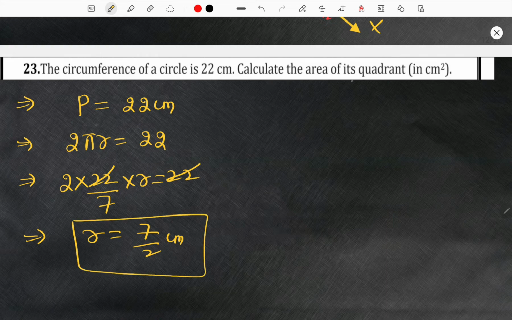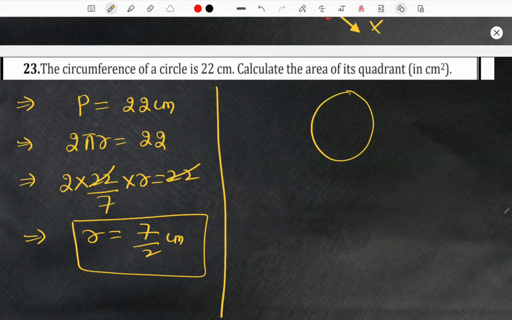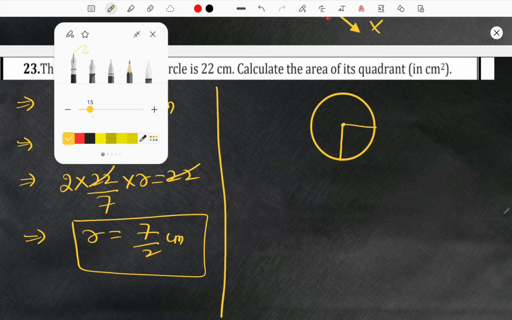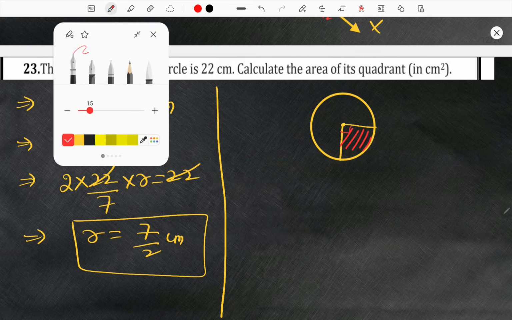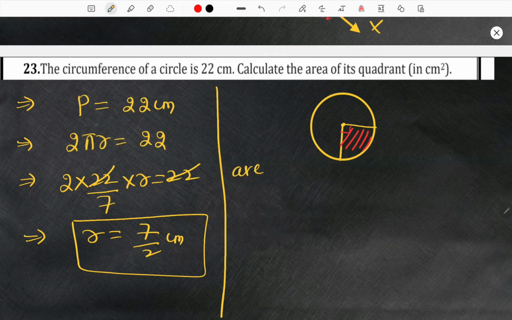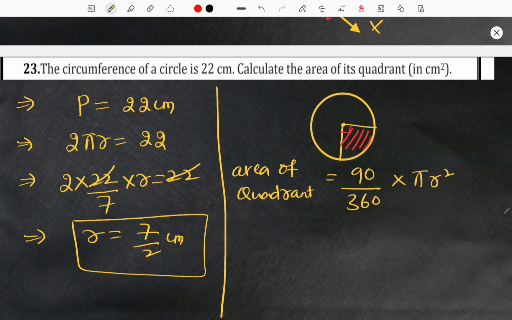Alright, now they are asking us to calculate the area of the quadrant. So you know the formula for area of quadrant, right? So how does the quadrant look like? In the circle, here is the circle for example, and here is the center, and we are going to have the quadrant like this. Whatever I am shading red, this is called as quadrant, and this is 90 degree. And you know area of quadrant, what is the formula? Area of quadrant is equal to 90 divided by 360 into pi r square.